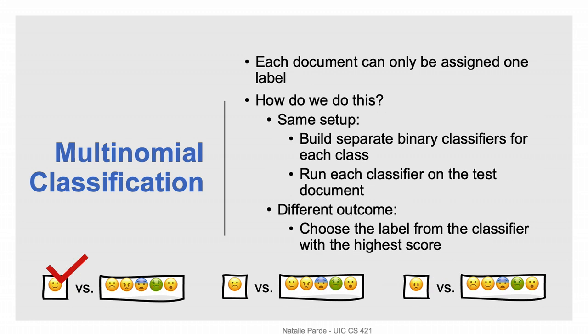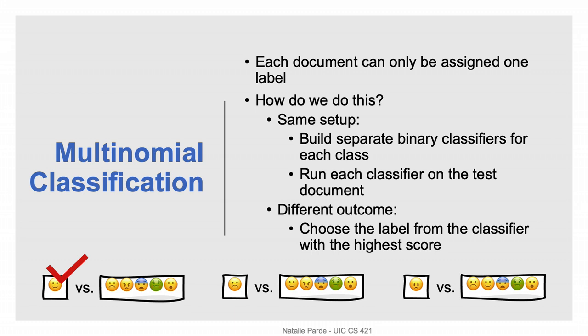Multinomial classification, on the other hand, just means that you're selecting a label from among multiple possible labels. It's a generalization of binary or two-class classification. You can perform multinomial classification in the same way as the multi-label setup from the previous slide, but rather than assigning all predicted labels to a given instance, you just keep the label that is predicted with the highest confidence score.